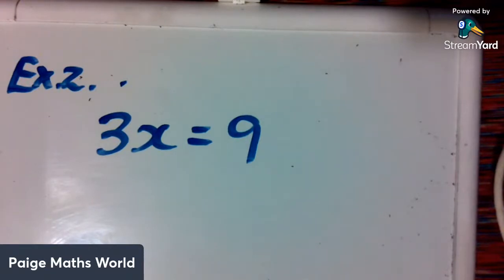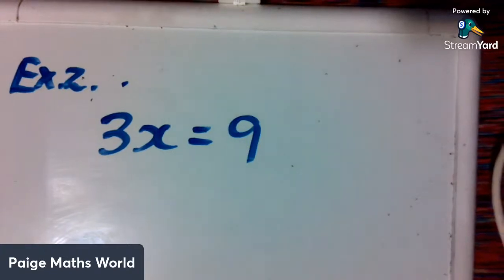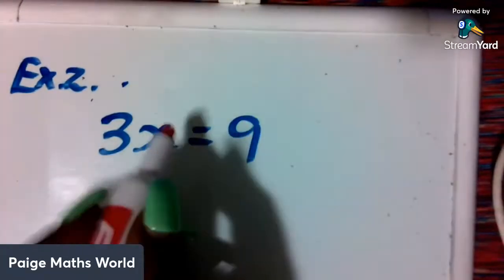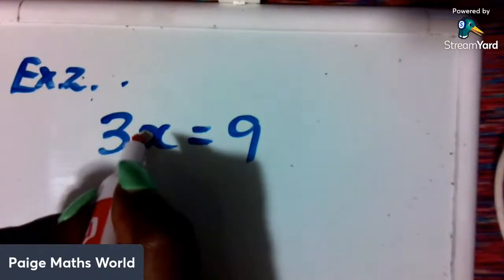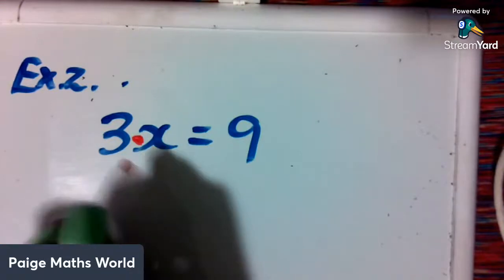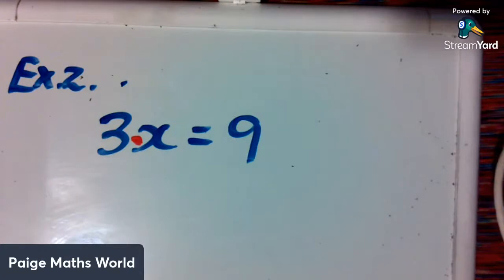All right, so 3x is equal to 9. Remember, in this case, you're multiplying. So x is being multiplied by 3, as you can see. I put this dot in between because I want to show you that it's being multiplied, right? Now, the opposite of multiplying is dividing.